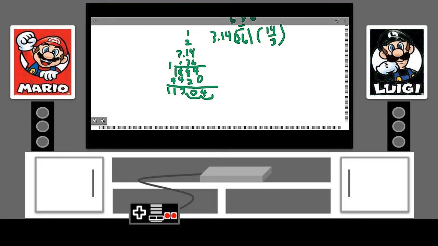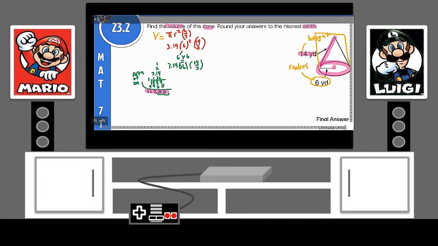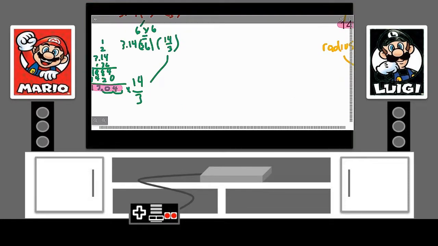So this value right here represents the area of the base. We can now multiply it by the height, 14, divided by 3. So if we do that, we're going to set up our problem: 113.04 multiplied by 14 over 3. Now I know 113 and 4/100ths is a fraction, even though it doesn't look like it. It's always over 1. So the first thing we're going to do is multiply across.